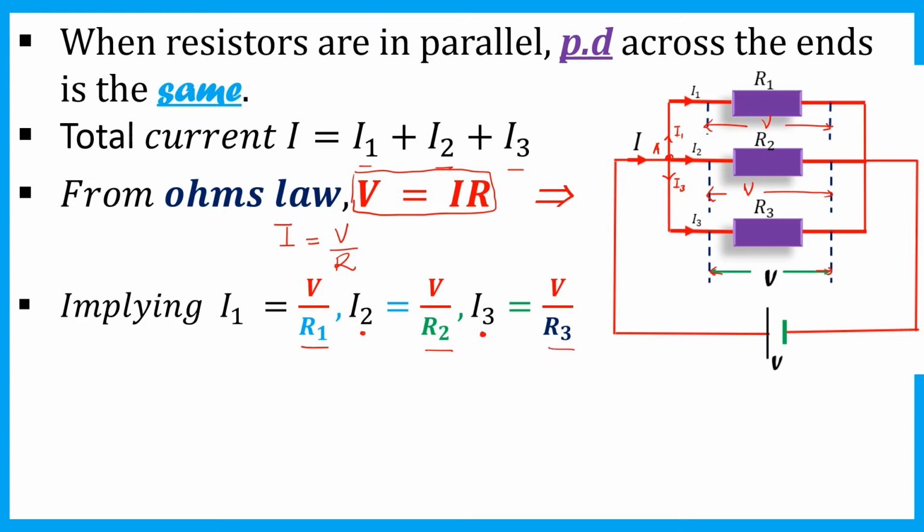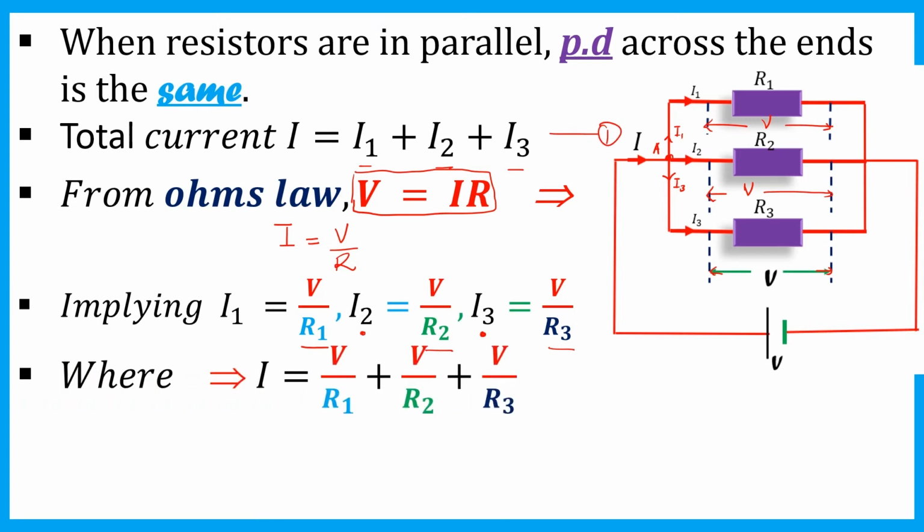Now from this equation 1, we can do the substitution. Wherever we see I1 in this equation, we substitute with the equivalent of I1, which is V divided by R1. It is the same for I2 and for I3, and then we come up with this equation. Let us call it equation 2.